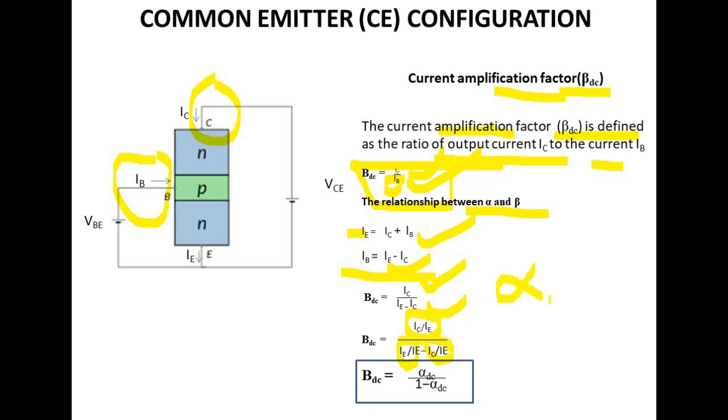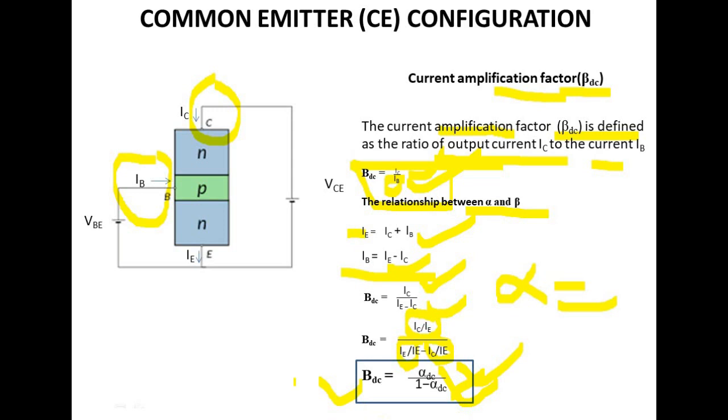And we know that alpha is equal to IC upon IE in case of common base configuration. So in place of IC upon IE we can put alpha DC. So finally we have got beta DC is equal to alpha DC upon 1 minus alpha DC. This is a very important relationship. Now we have got the relationship between beta DC, that is current amplification factor for common emitter configuration, and alpha DC, that is the current amplification factor in case of common base configuration.